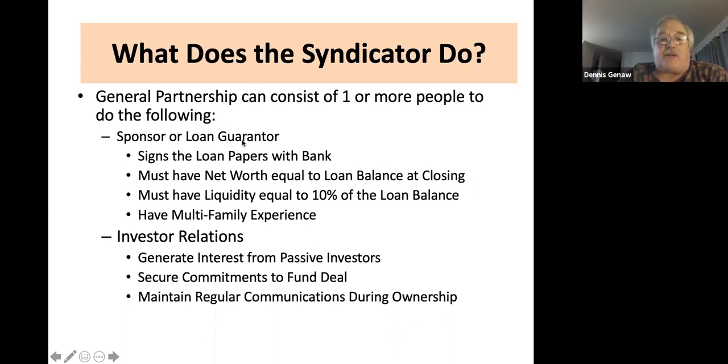One or more people of the general partnership have to actually sign for the loan with the bank, which means that either collectively or individually, they have to have a net worth equal to the loan balance at closing. And they must have liquidity equal to 10% of the loan balance in general. And that may be up to the bank. And especially if they're looking for agency loans, they must already have some multifamily experience.